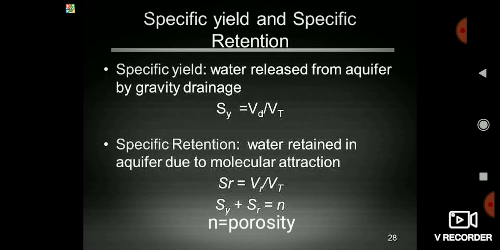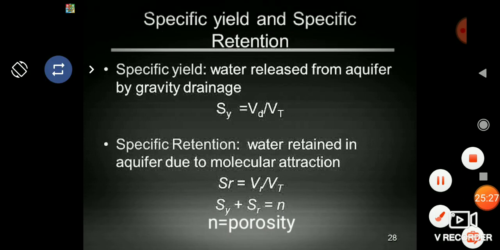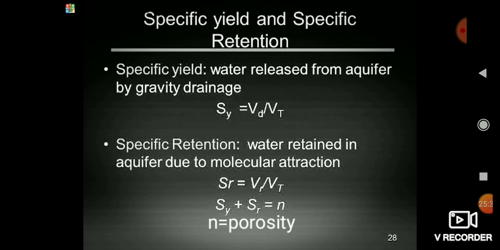So friends, you remember that specific yield is the water released from the aquifer by gravity, as a ratio of the total water which can be stored in this aquifer. You simply remember that Sy, that is specific yield, is the ratio of VD by VT. Here VD is the total amount of water present in that surface and VT is the total volume of that surface.